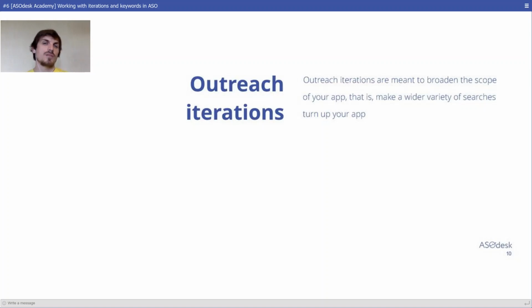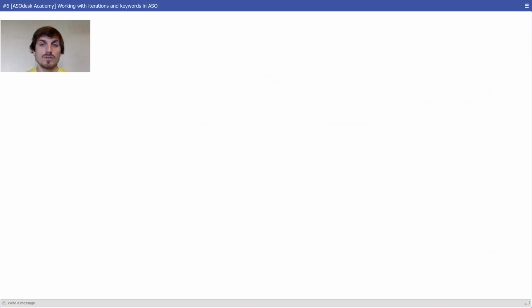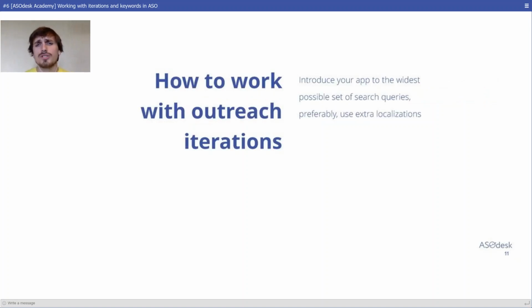We're deleting perhaps less interesting keywords from the previous semantic core, and we are adding new keywords. So basically, we might be doing an outreach iteration at the very beginning of App Store optimization, or at other stages when we are targeting a big group of new keywords which weren't present in our semantic core before. How to work with outreach iteration? Basically, as I've said, we introduce our app to the widest possible set of search queries.